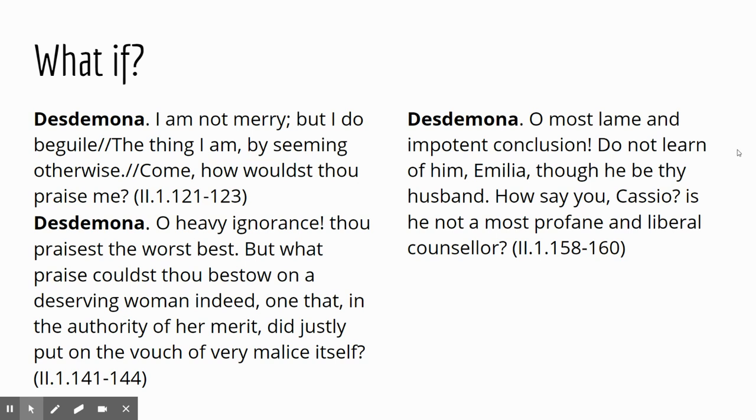And then she jumps all over him, saying he's got heavy ignorance, that he can't bestow praise on a deserving woman, that she comes to a lame and impotent conclusion. I don't know what Shakespeare's audience would have done with the fact that she used the word impotent to describe Iago. It might have gotten a chuckle from the ladies as well. All right. But I think, "profane counselor," he's not able to do what he should be as a counselor to Othello. "Thou praisest the worst best" is what he does all the way through. And she sees through him in a way, even if it's just in this method of his misogyny, she sees through him in a way that none of the male characters seem to.